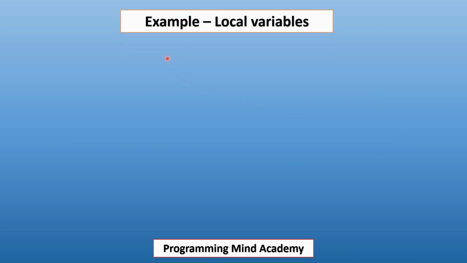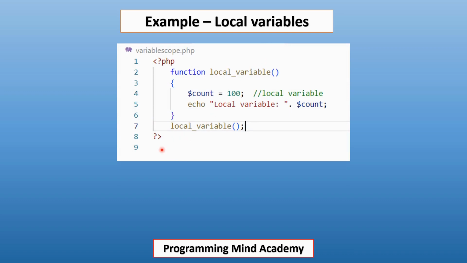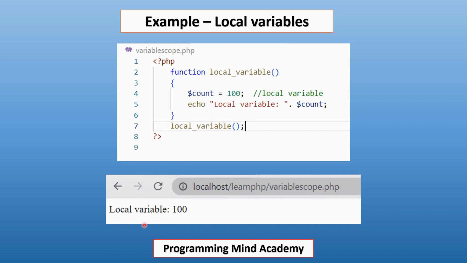So let's understand one example of local variables. This is the code I have written in a PHP file, and we have defined one function and are using a count variable here, and we are storing the value 100. We have defined that variable inside one function and are calling it from the function, but we cannot use this variable outside the function as we did with the global variable. So this is the result. We are printing that local variable here, and we are calling that function here.